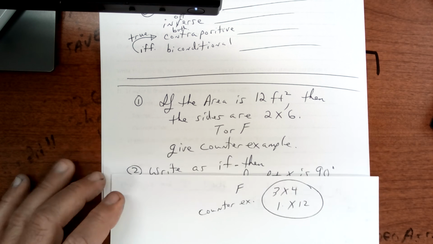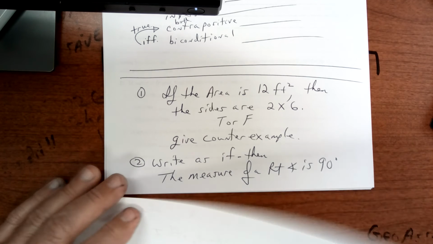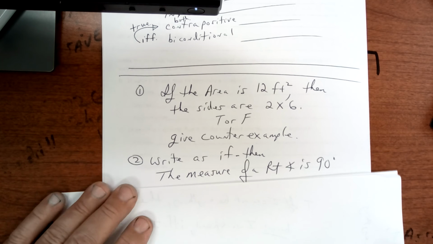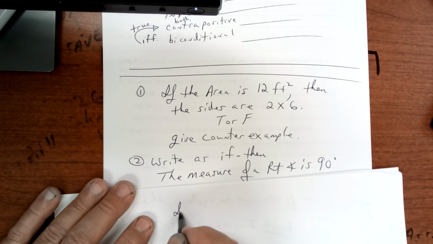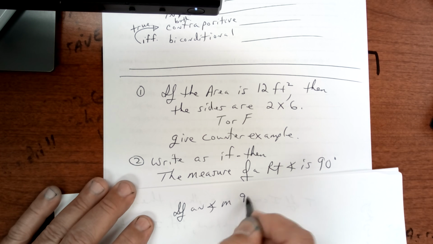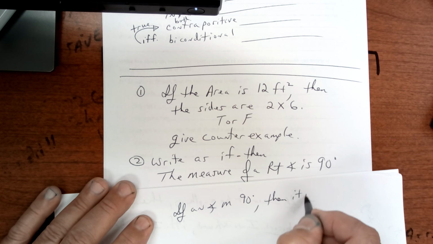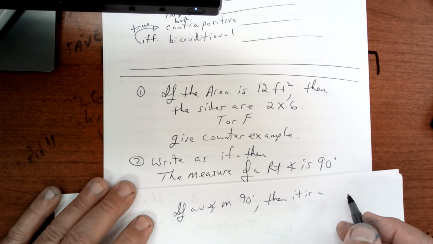Make sure you understand what a counter example is. All right, so look here. It says write as an if-then statement. And here's how you do it. So you say if an angle measures 90 degrees, then it is a right angle.